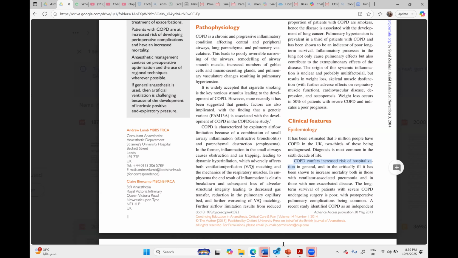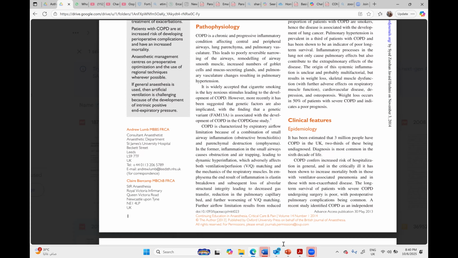Expiratory airflow limitation occurs because of a combination of small airway inflammation, that is obstructive bronchiolitis, and parenchymal destruction, which occurs in emphysema. Inflammation in small airways causes obstruction and air trapping, leading to dynamic hyperinflation, which adversely affects the VQ and mechanics of the respiratory muscles. In emphysema, the end result of inflammation is elastic breakdown and subsequent loss of alveolar structural integrity, leading to decreased gas transfer, reduction in pulmonary capillary bed, and further worsening of VQ matching. So VQ mismatch will occur because of lack of transfer and also reduction in pulmonary capillary bed.